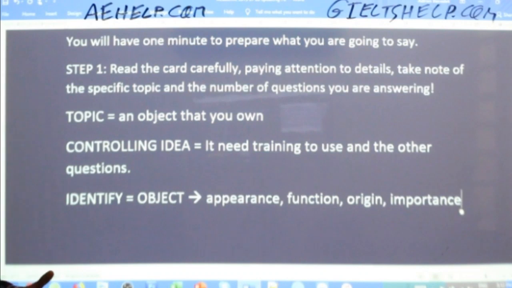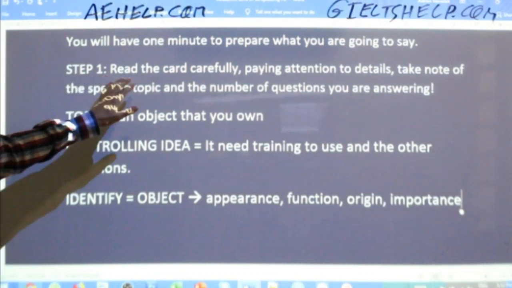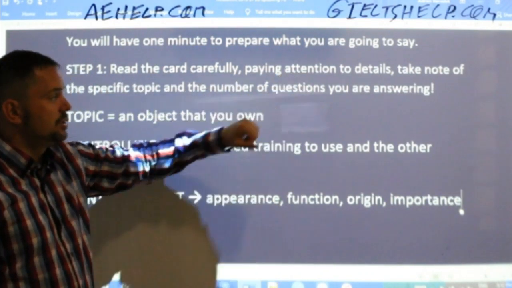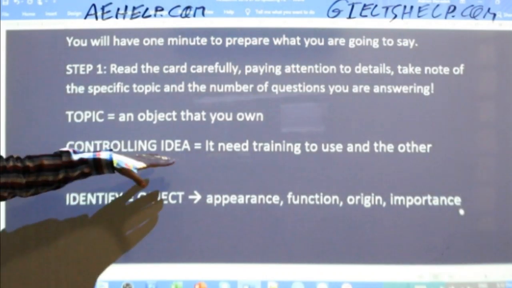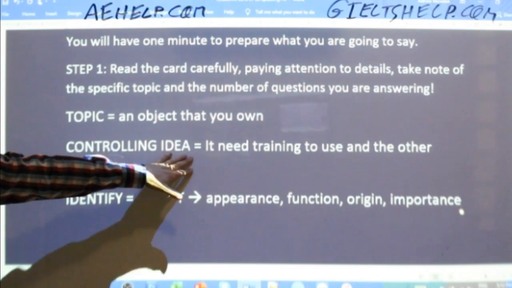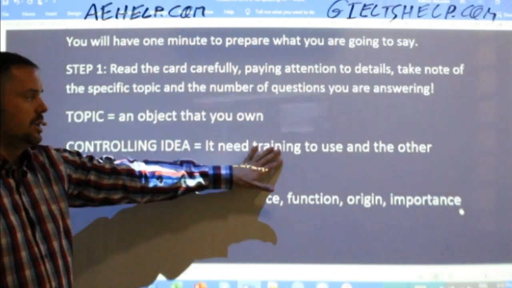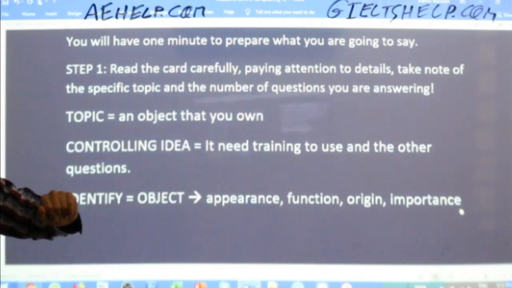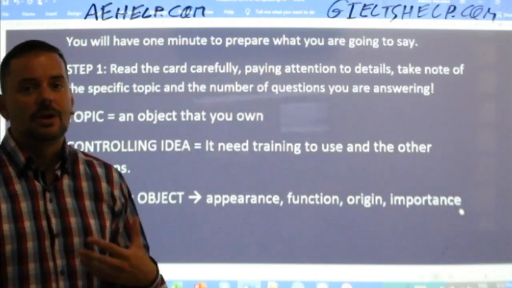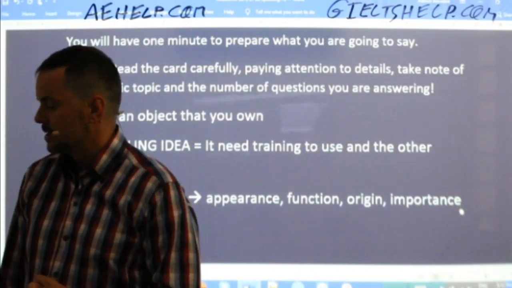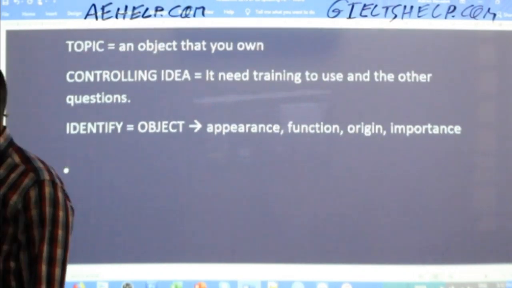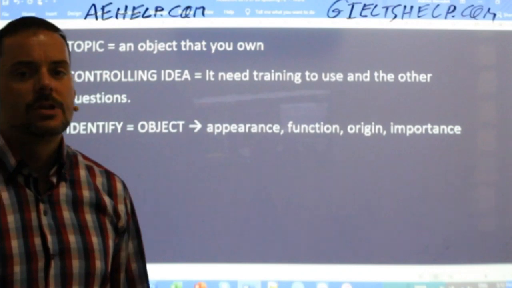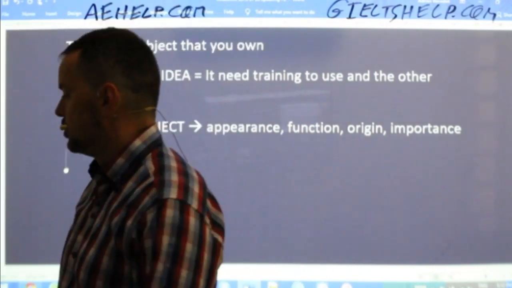So, this step number 1, reading the card carefully, paying attention to details, understanding that we're talking about an object, that the controlling idea is that you need training to use it. You have to think about these elements. That all happens very quickly. That should only take you a few seconds to do. Now, what do we do after that? So what's my next step? What's step number 2?